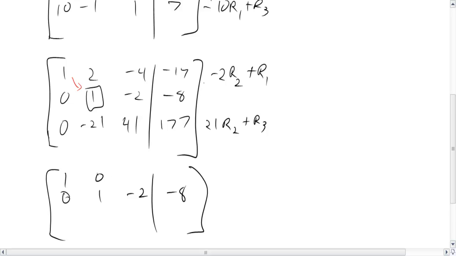Then by design, that has to be a 0. Now, kind of neat part, negative 2 times negative 2 is positive 4. Positive 4 with negative 4, that makes 0. That's helpful. And then, again, negative 2 times negative 8, that's positive 16, plus a negative 17, so that's just negative 1.